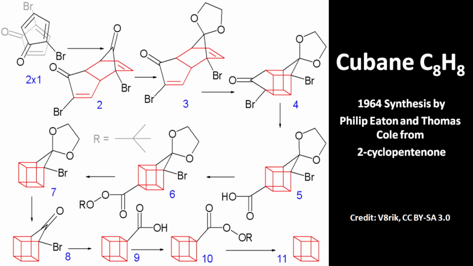The synthesis of Eaton and Cole starts with 2-cyclopentanone. The cube is built by a Diels-Alder dimerization, a photochemical cycloaddition, and a Favorskii rearrangement reaction. The last synthesis step is a decarboxylation.